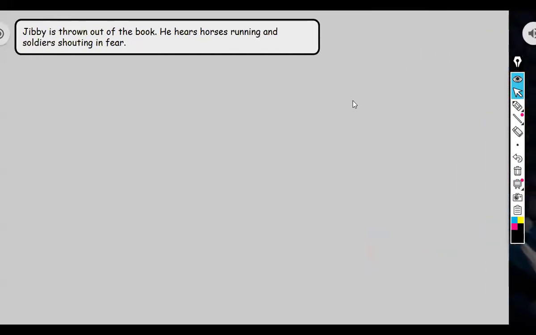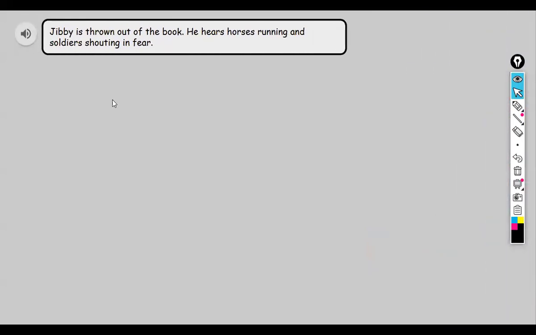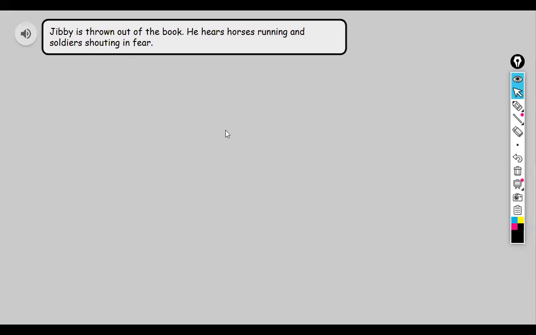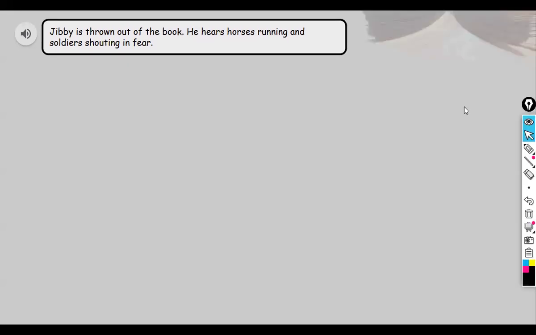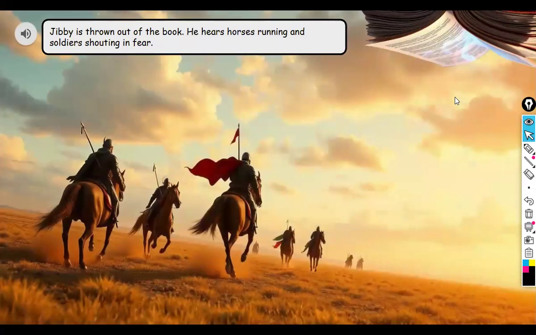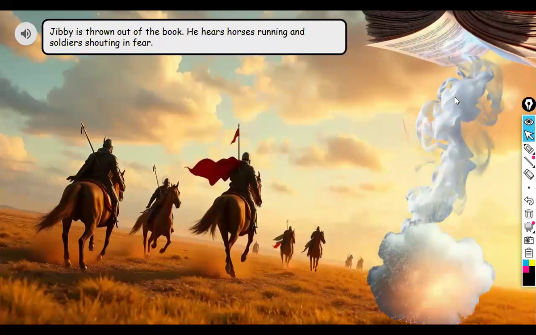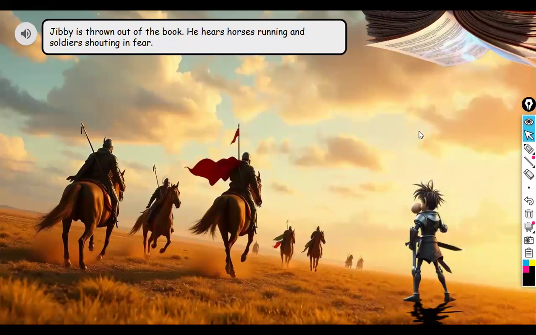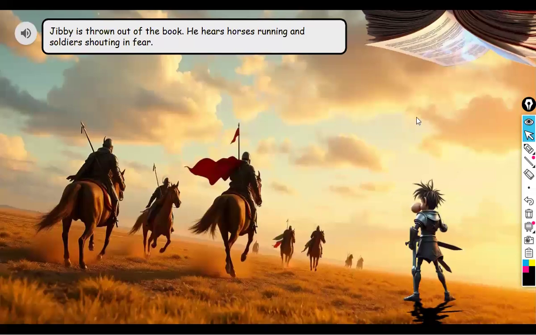I didn't get time to do the voices and whatnot for it. But so Jimmy is thrown out of the book and he hears horses running and soldiers shouting in fear. So you all see the book at the top right-hand side of the screen, and that's Jimmy. He comes out on the other side of the book. And he has a little armor suit on and everything. All right, so things seem to be looking goodish for Jimmy at this point. Let's move on.